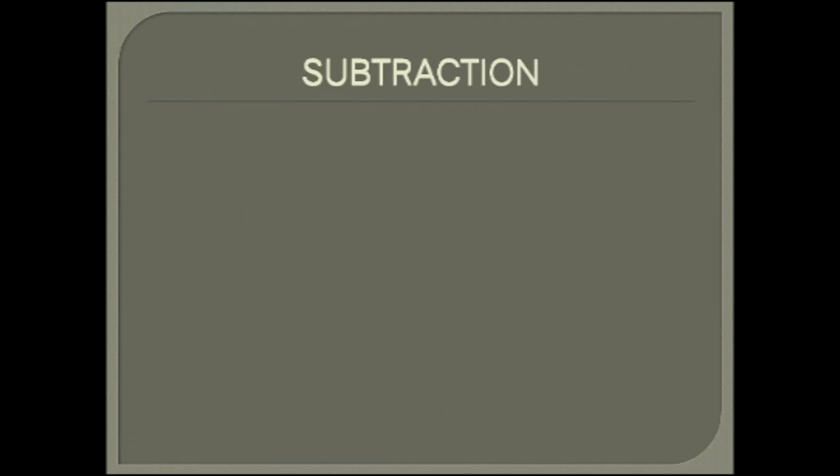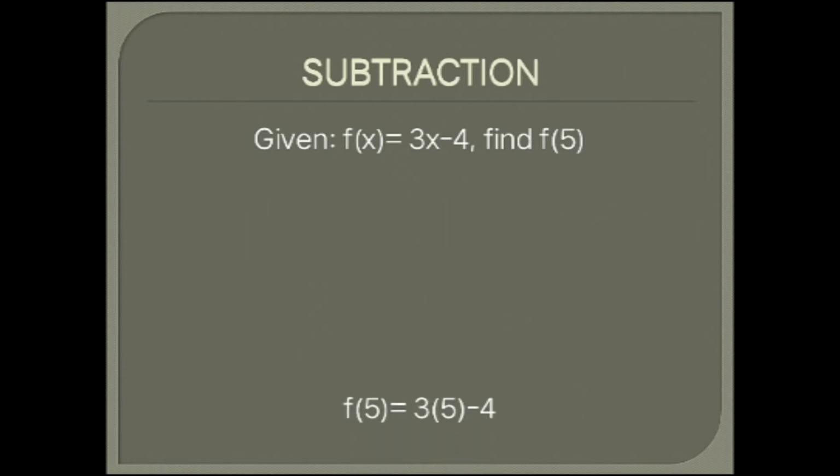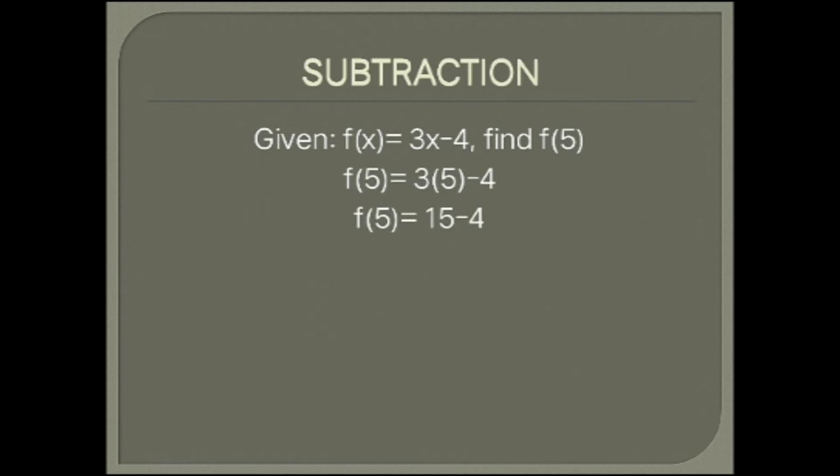Evaluating a function in subtraction. First, given f of x equals 3x minus 4. Find f of 5. As we did earlier, we have to substitute. So replace all the x's with 5. And you will have f of 5 equals 3 multiplied by 5 minus 4. Then multiply 3 by 5, and you will get 15. Then subtract 4, and you will have an output of 11.